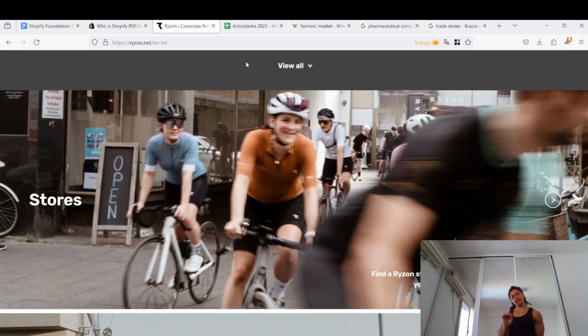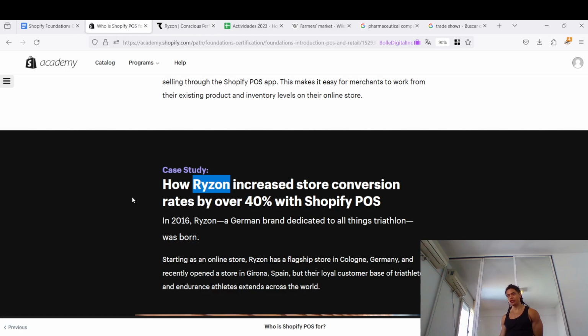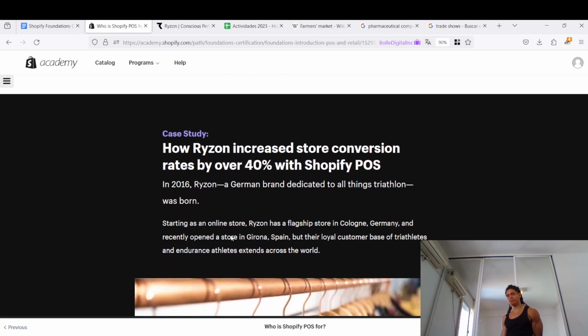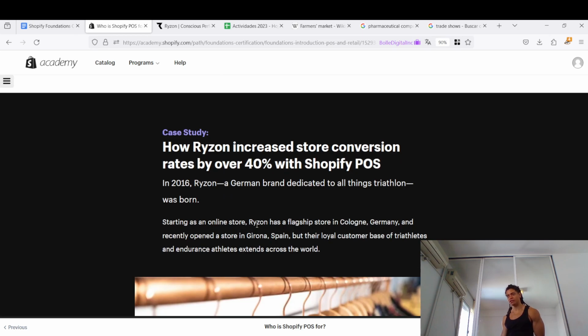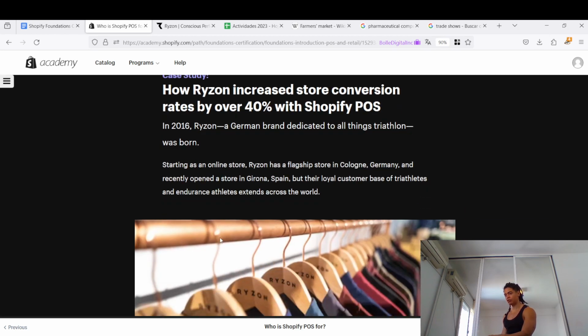Interesting. So this is a case study of Shopify POS and Ryzen, a German brand dedicated to all things triathlon, founded in 2016. Starting as an online store, Ryzen has a flagship store in Cologne, Germany, and recently opened a store in Girona, Spain. But the loyal customer base of triathletes and endurance athletes extends across the world.